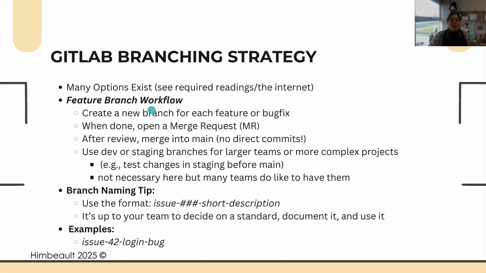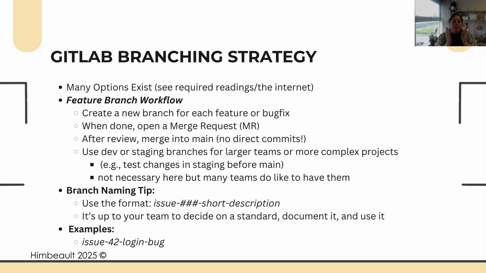So the way it will work is this idea of a feature branch workflow. Every time you make a new feature or a bug fix, you branch off of main. So you make a brand new branch, and when you're done, you open a merge request. After the merge request has been reviewed, you merge it into main. So there's no committing to main. You're merging it into main.